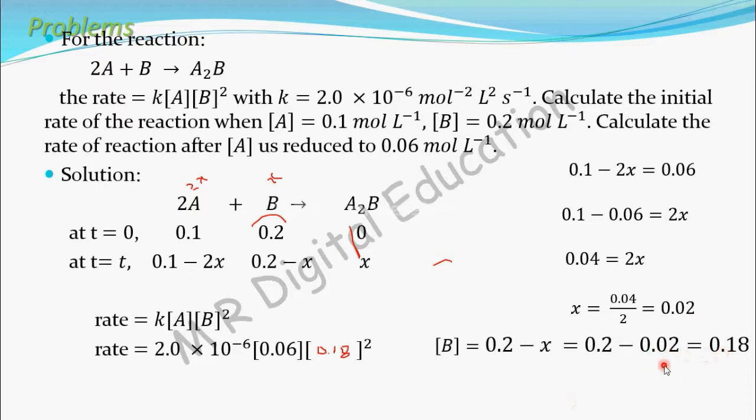Now fill this 0.18 here. Now you calculated this 0.18. Now simplify this equation. See, initially I had written only this one, actually it is not given. All this procedure was carried out to find this concentration of B, that is 0.18.